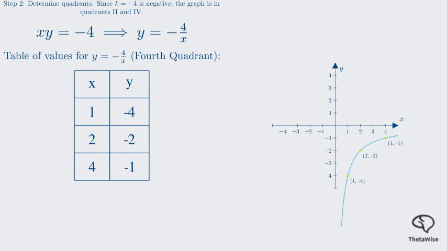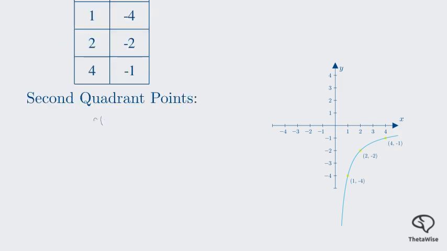To complete our sketch, we need the second branch in the second quadrant. We'll use the property of symmetry. Using symmetry, the points in the second quadrant are (-1, 4), (-2, 2), and (-4, 1). Plot these points and sketch the second branch. It should be a mirror image of the first branch, also approaching the axes. Label the entire graph with its equation, xy equals negative 4. Congratulations, you've now sketched a rectangular hyperbola with a negative constant.